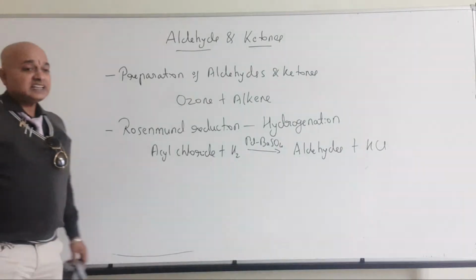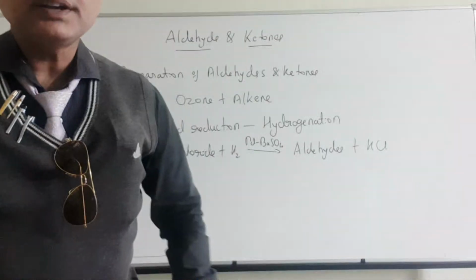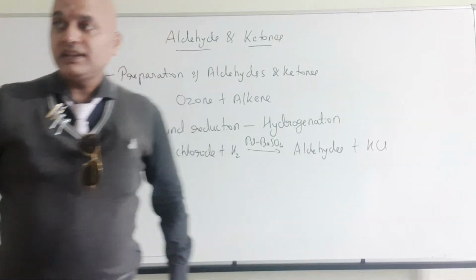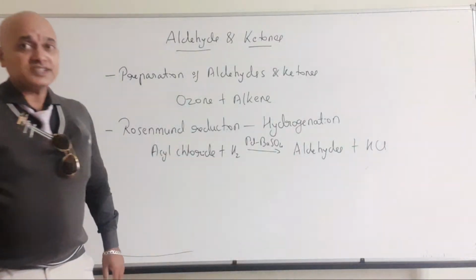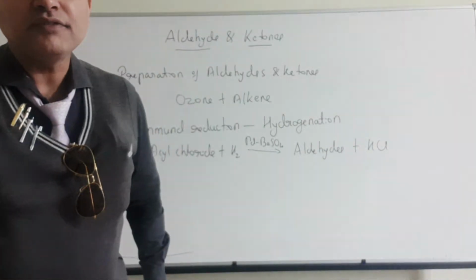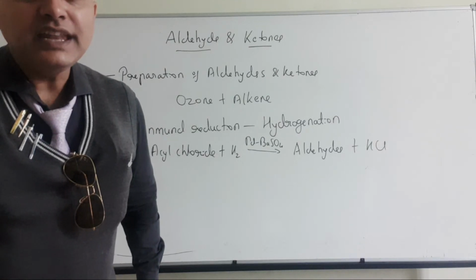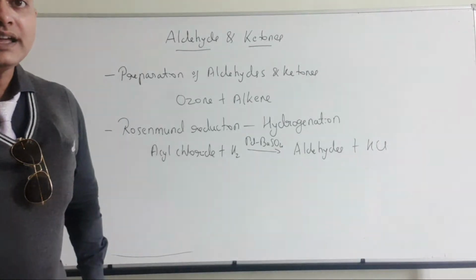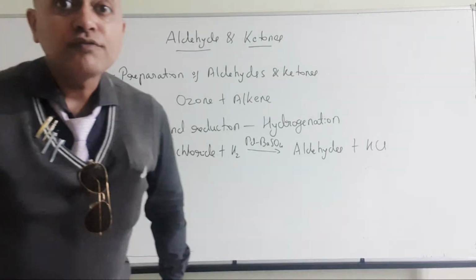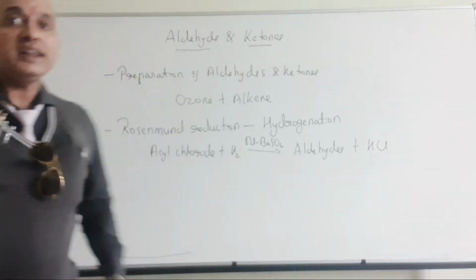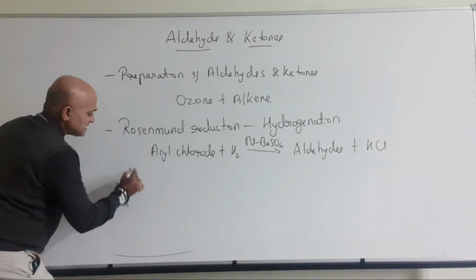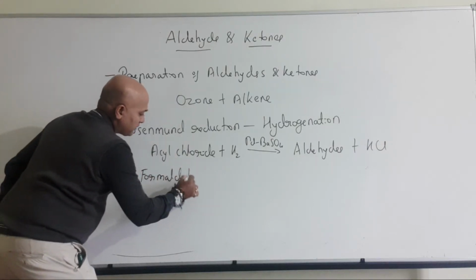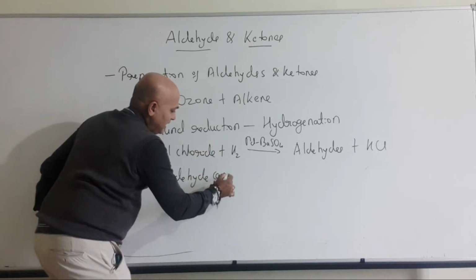Okay. Now next, with respect to this particular reaction, there is one disadvantage. Can any one of you tell me which is that disadvantage of the Rosenmund reduction reaction? Formaldehyde can't be formed. Very good. So in this method, formaldehyde cannot be prepared.